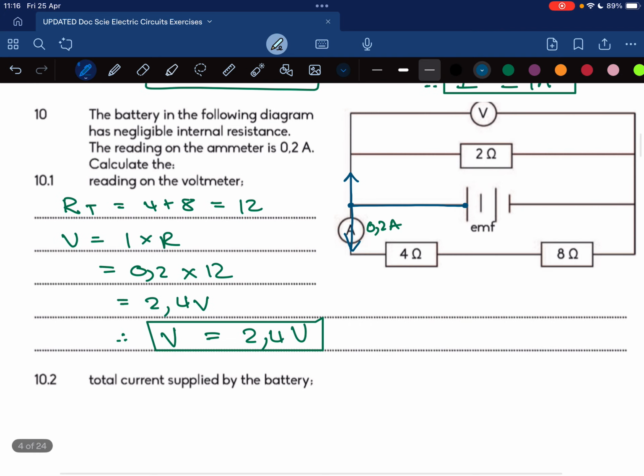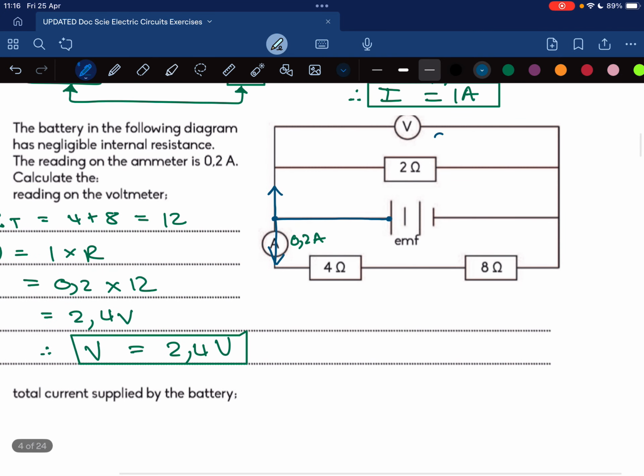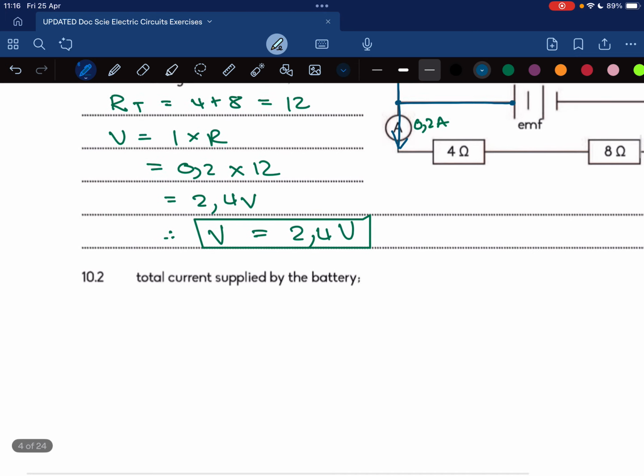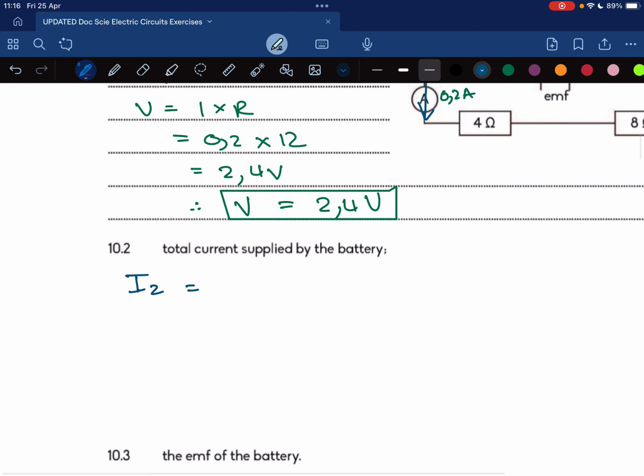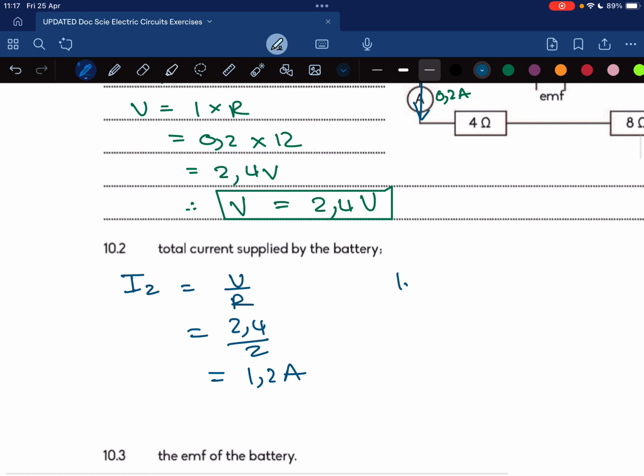I just found the voltage to be 2.4 volts. So I can calculate the current because I have the resistance. I can say, okay, well, the current through the 2 ohm resistor is equal to V over R, which is 2.4 divided by 2, which is 1.2 amps. Now, if I take that 1.2 amps and I add it to the 0.2 amps, I will get the total current, which is equal to 1.4 amps.